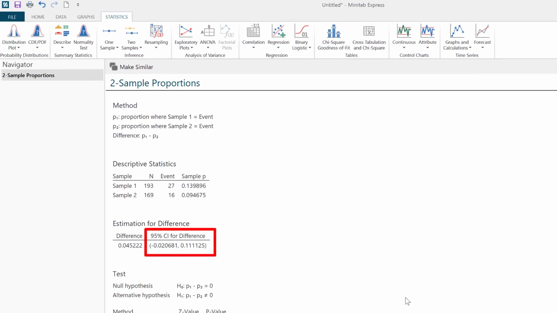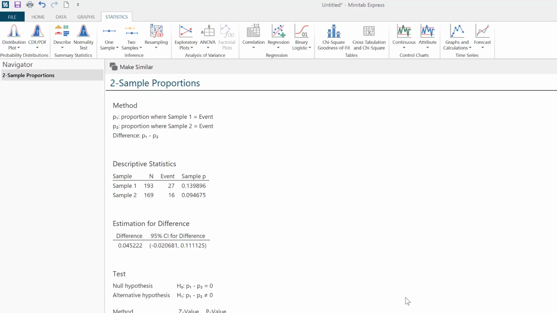Here is our 95% confidence interval for the difference in the two population proportions. Negative 0.020681 to 0.111125. To interpret this, I am 95% confident that in the population, the proportion of males who smoke minus the proportion of females who smoke is between negative 0.021 and 0.111.